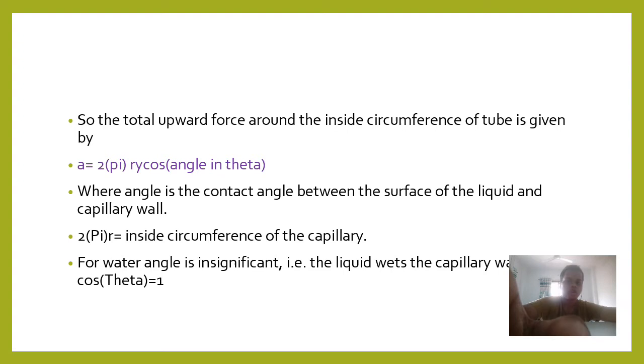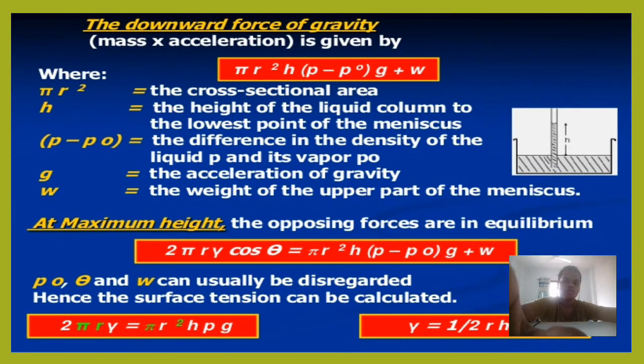So this is the formula to determine the surface tension by the capillary rise method. You need to remember this with its diagram. Now the downward force of gravity can be found by mass into acceleration, which is given by pi r square h (rho minus rho 0) g plus W.